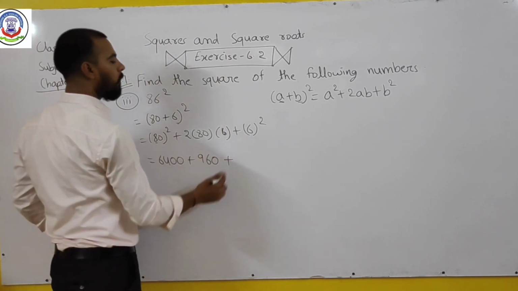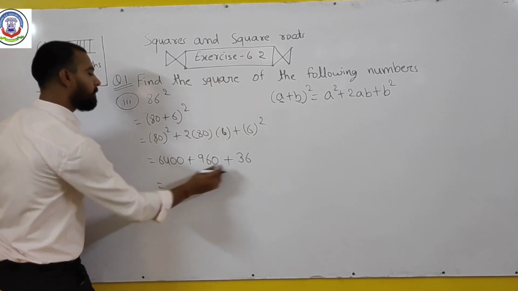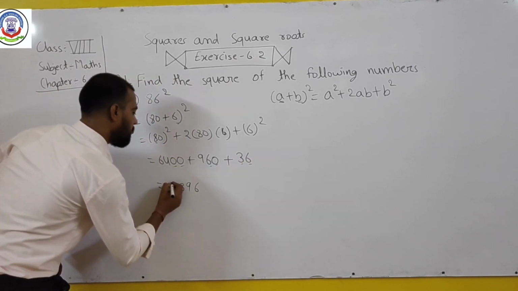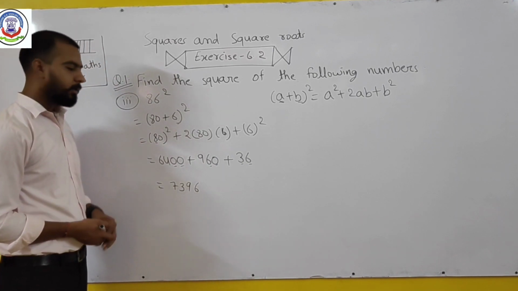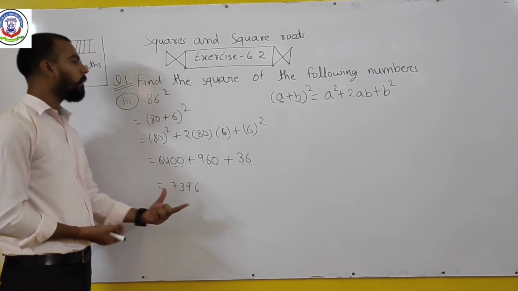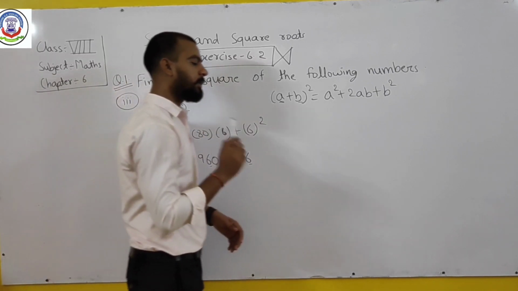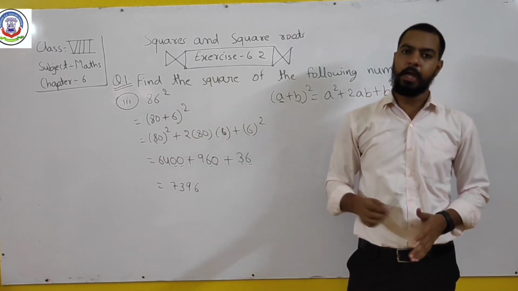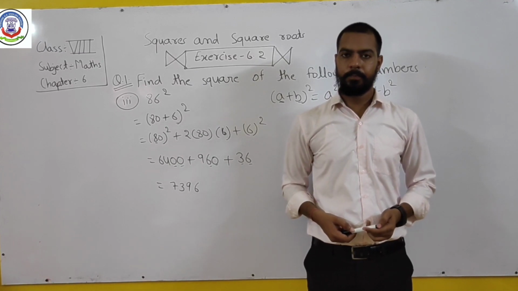960 and the square of 6 will be 36. Okay. Now add these numbers and the addition of these numbers will be 7396. This is the square of 86. Students, in this question we have given 6 questions. In the first question we have given 6 questions and I have solved 3 for you, and the next 3 will be your homework.